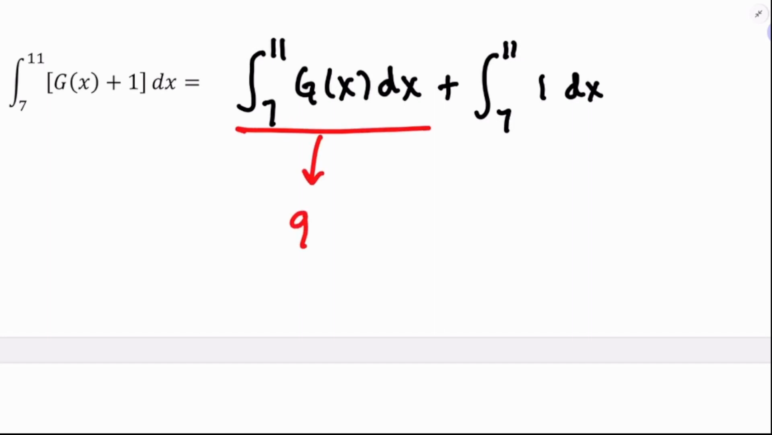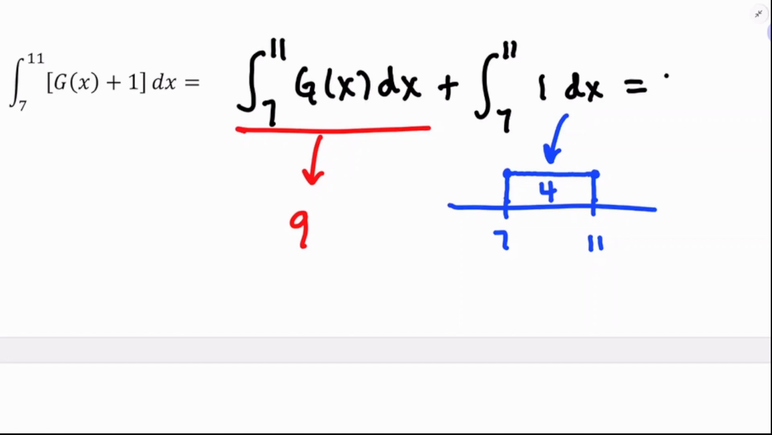But the integral from 7 to 11 of 1 dx, we're going to do that one with geometry for now. I'm not going to need a y-axis. Let's do an x-axis. Here's 7, there's 11. y equals 1, probably up there. If we're taking the integral of just 1, that's f of x equals 1 for all x. So this is a rectangle. It's got height 1 and width 4, so that's going to be 4. And so the total of this integral is going to be 9 plus 4, which is equal to 13.